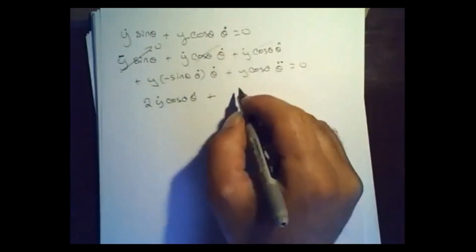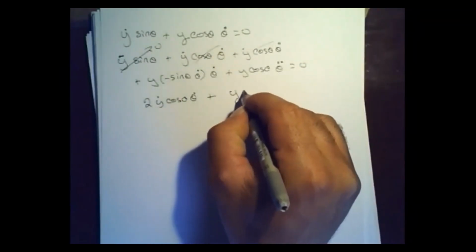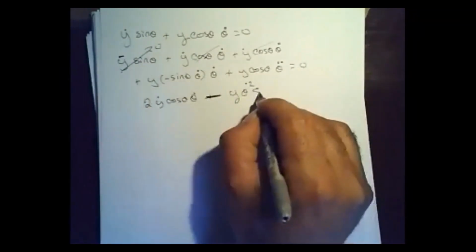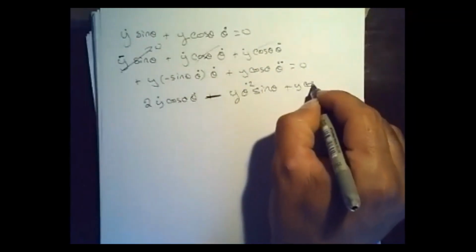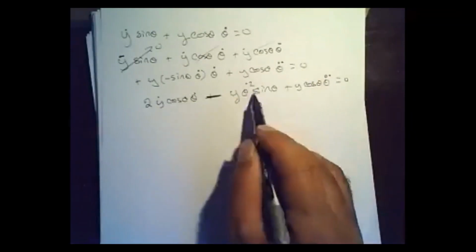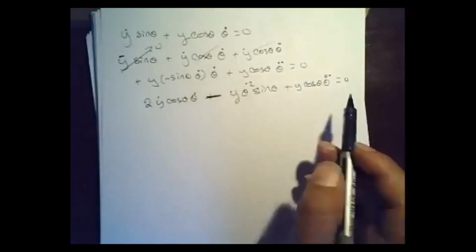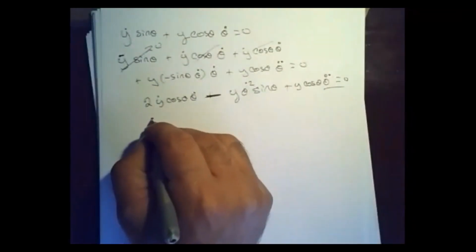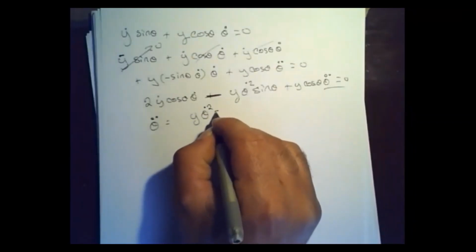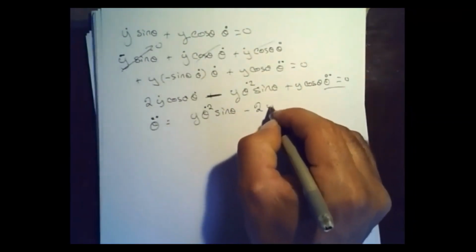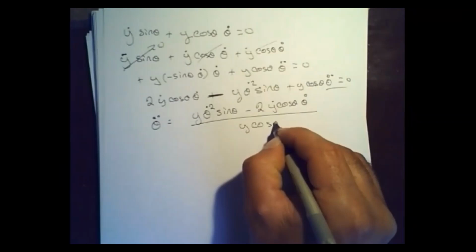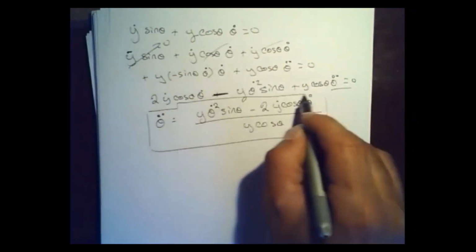So this and that, and then plus y theta prime squared times minus sine theta. So this guy is going to be minus plus y cosine theta theta double dot is equal to 0. And then this is like the centrifugal acceleration, right? You guys agree? Y theta prime squared, like distance times theta prime squared. So from here you can get theta double dot. So theta double dot is going to be equal to y theta prime squared sine theta minus 2 y prime cosine theta theta prime, divide that by y cosine theta. And this is the angular acceleration of the rod.